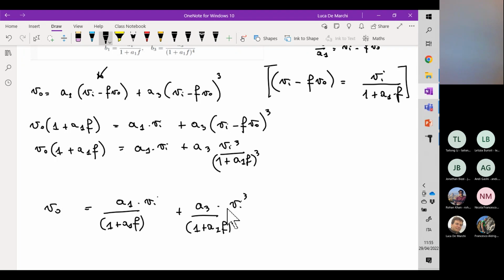In the next class, we will see some alternatives, and then how to implement this compensation concept in practice in our circuit.